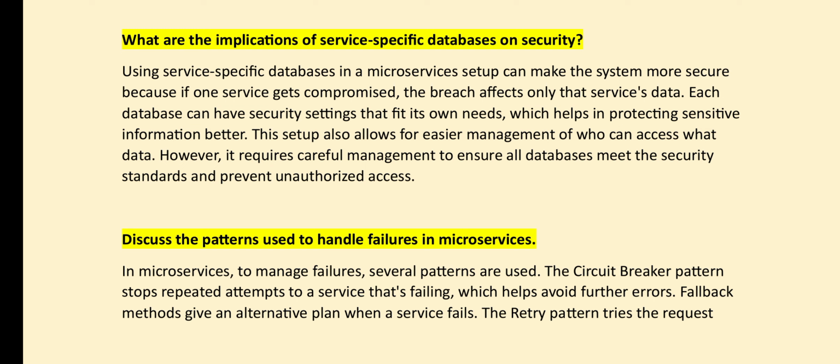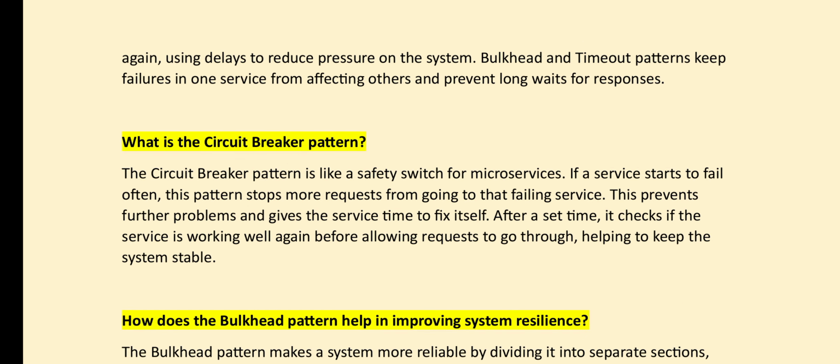Discuss a pattern used to handle failures in microservices. In microservices, to manage failures, several patterns are used. The circuit breaker pattern stops repeated attempts to a service that is failing, which helps to avoid further errors. Fallback methods give an alternative plan when a service fails. The retry pattern retries the request, using delays to reduce pressure on the system. Bulkhead and timeout patterns keep failures in one service from affecting others and prevent long waits for responses.